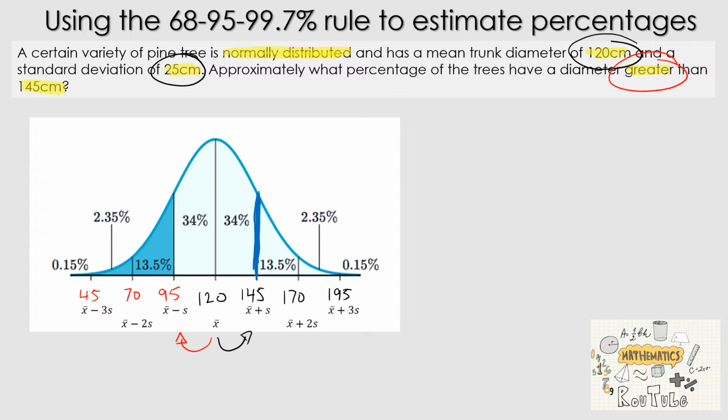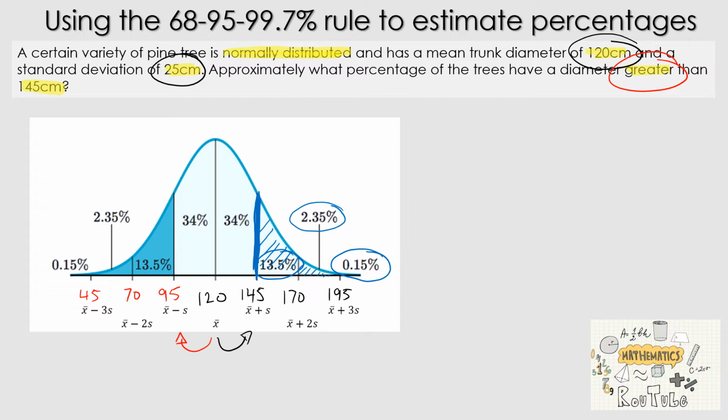Okay, now we need to work out what percentage is greater. So we're going to look for all the percentages to the right because they are greater than. Anything to the left is less than. All right, so all these percentages. So we're going to have 13.5%, 2.35%, and 0.15%.